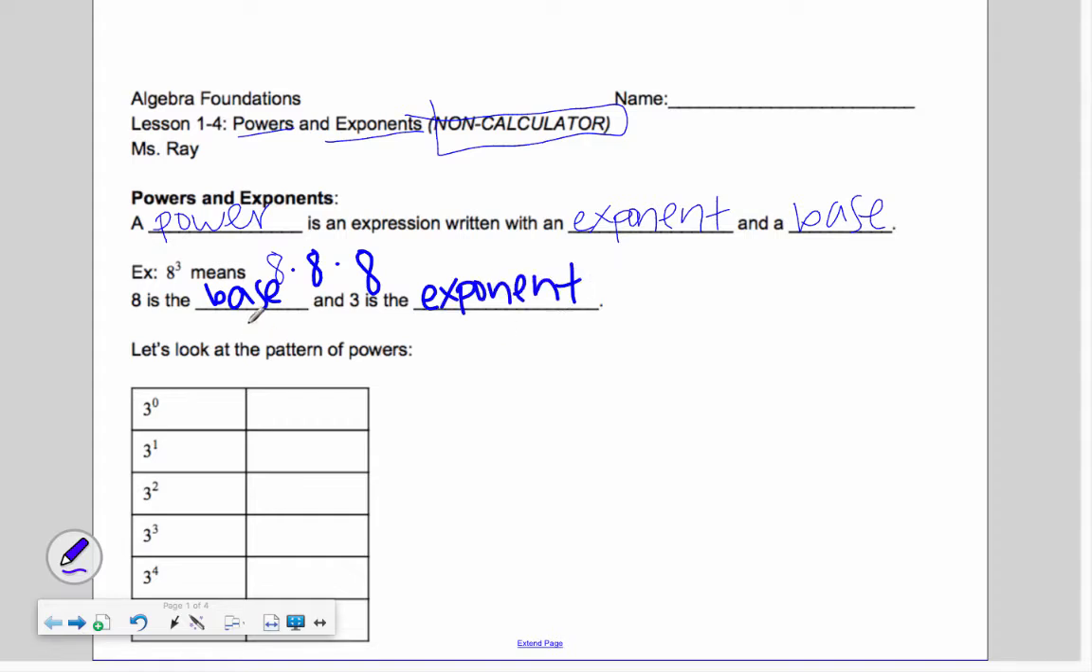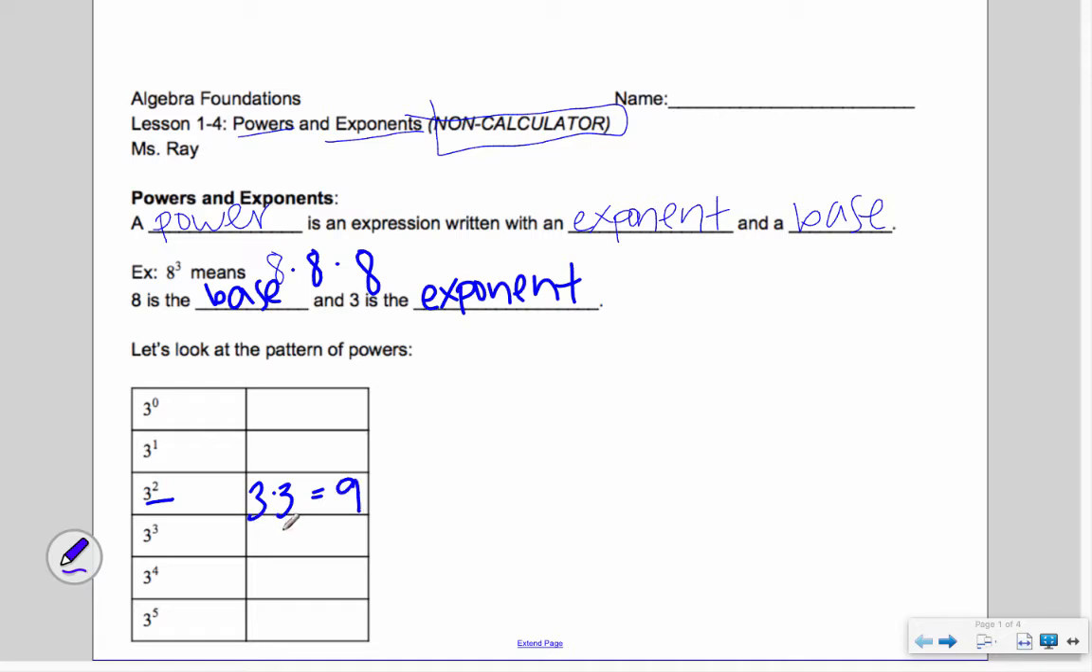The base is the number that is being raised to a power, and the exponent is the actual value of the power. Okay, so we're going to look at some patterns here of powers so we can understand how this works. We're going to start with 3 squared. This is 3 squared, 3 to the second power. 3 to the second power is the same as 3 times 3, which is 9.